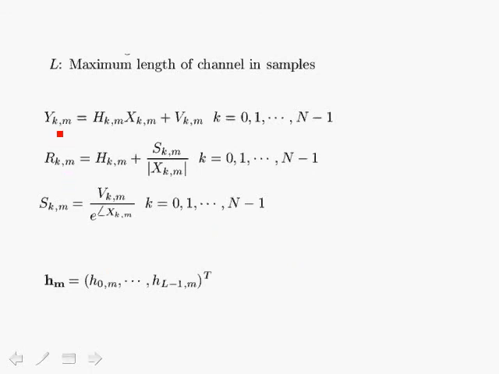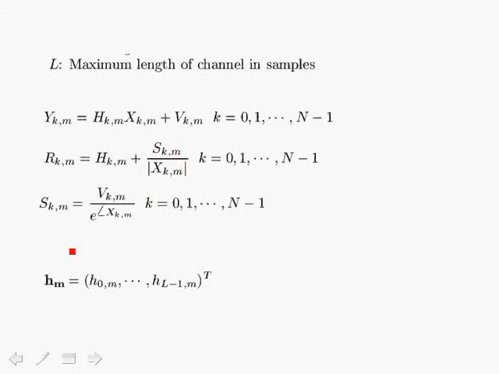Now if we take Y sub k sub m and divide it by X sub k sub m, then we recover H sub k sub m, shown over here. But what happens is that since we have a noise term here, our channel estimate is contaminated by the noise, and S sub k sub m is related to V sub k sub m through this expression here, where we're just basically expressing X sub k comma m in terms of its magnitude and phase. Here we're showing the magnitude and incorporating the phase into the noise term.